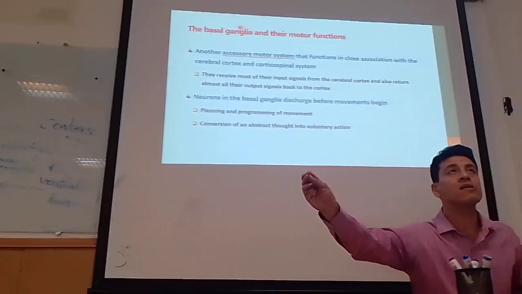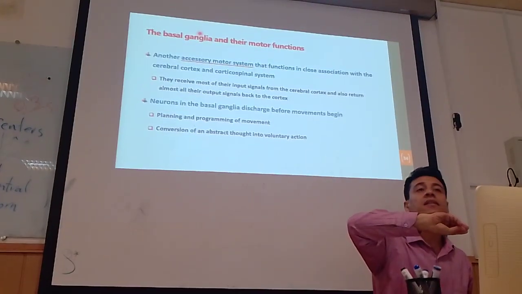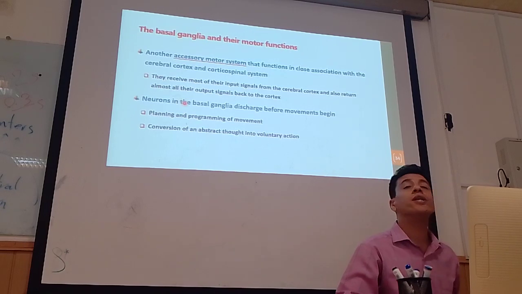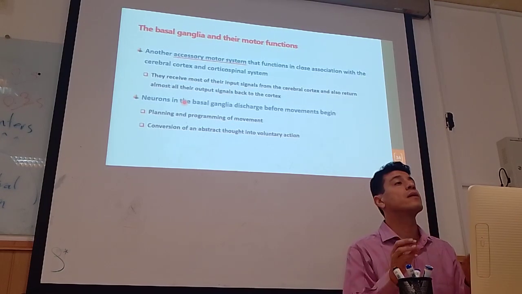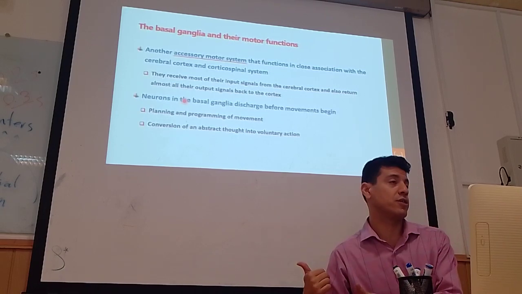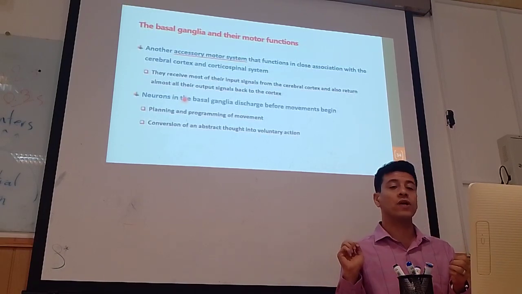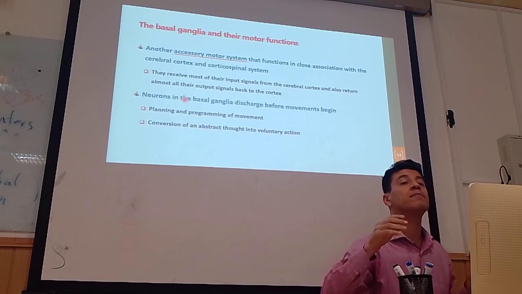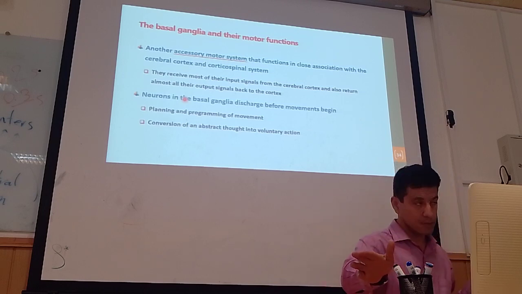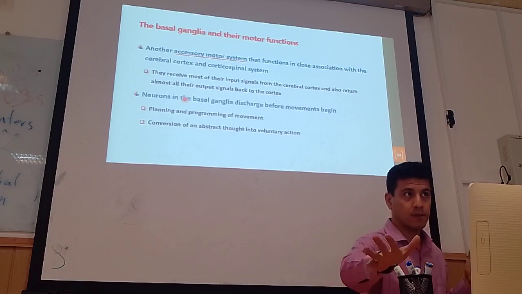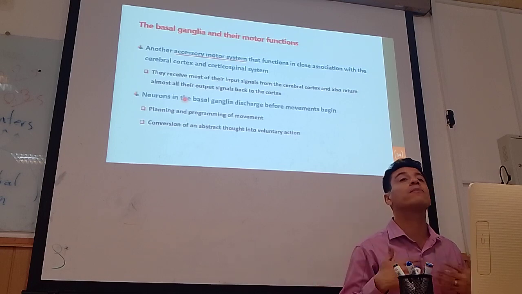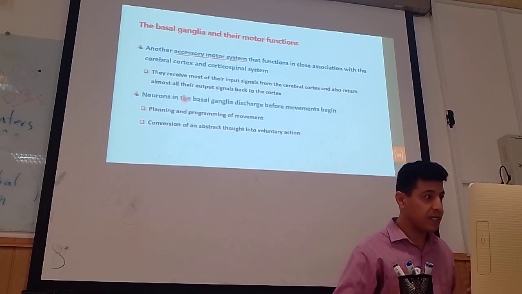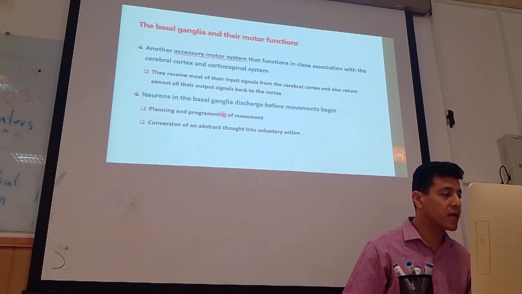They receive signals from the cortex and send the signals back to the cortex. Neurons in the basal ganglia fire before the action. So when you want to move your hand, the basal ganglia are activated before the movement, not during it. So we can say that they are important for planning the movement, for preparation of the movement. Planning and programming.